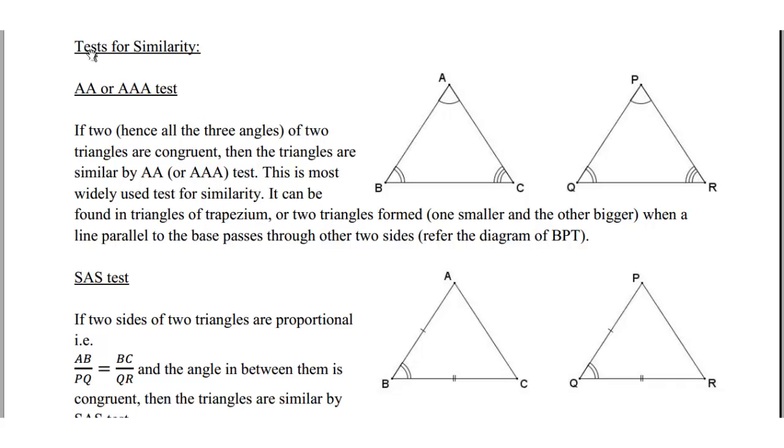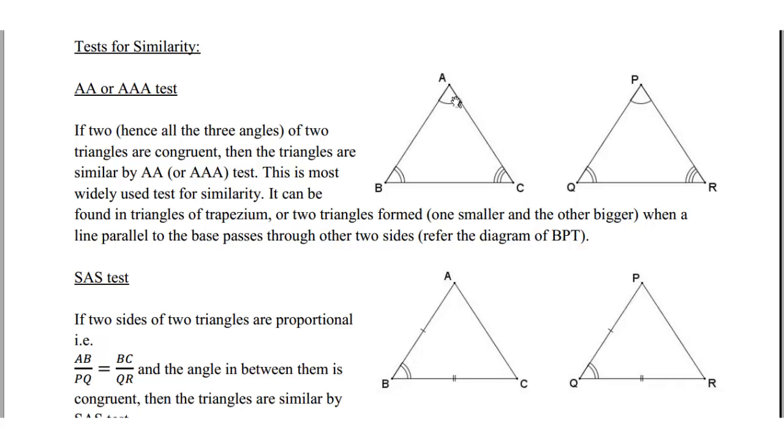Now we shall discuss the tests for similarity. In all, there are four tests for similarity. The first test is the AA test or AAA test, meaning angle-angle or angle-angle-angle test. Now consider these two triangles ABC and PQR.